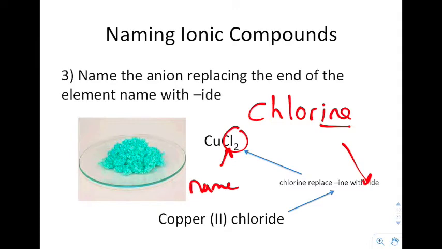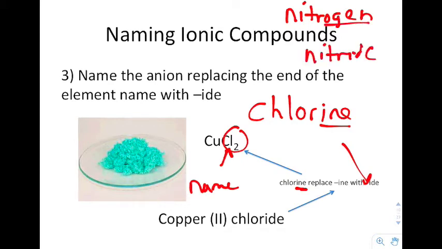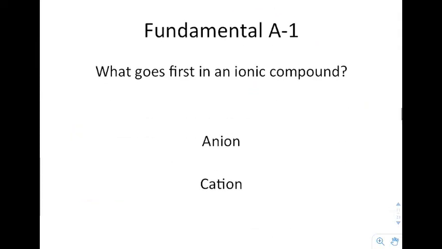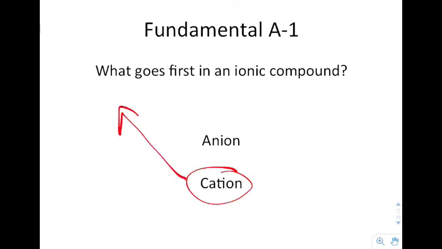But if it's an element by itself, all you have to do is replace the last part of it with "ide." For example, if it was nitrogen, I can replace the end and I can say nitride. It takes some practice to know that it's not nitrogide, but it's something that you get used to as you go through the process. So say what goes first in an ionic compound? Always positive first, always negative second. So it goes positive and then negative.